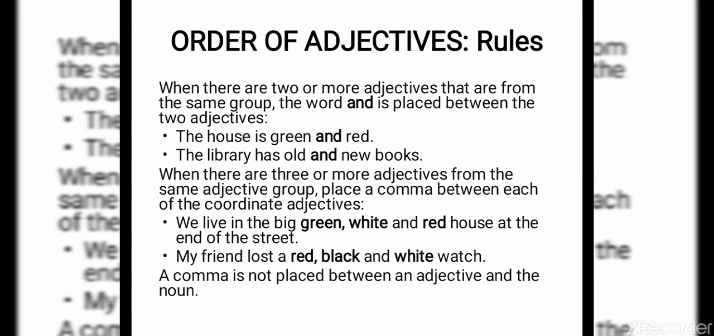The next rule is when there are 3 or more adjectives from the same adjective group or category, place a comma between each of the coordinate adjectives. For example, we live in the big green, white and red house at the end of the street. That green, white and red, 3 of them are coming from the same group, color. So we placed one comma and we used the word and. And dear students, you should also remember a comma is not placed between an adjective and the noun.